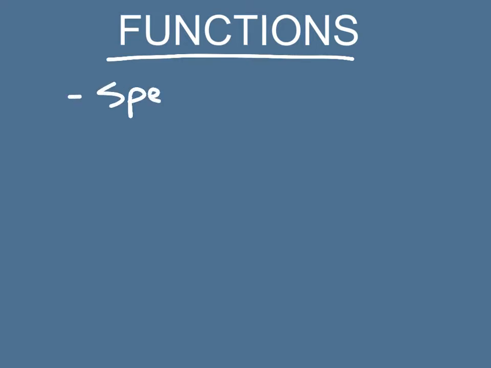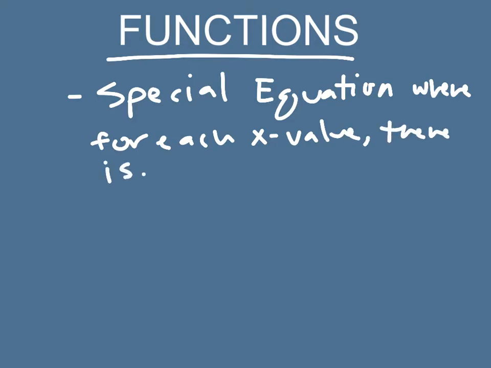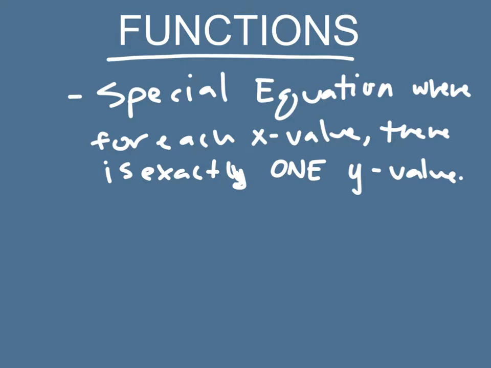This is a special equation where for each x value, there is exactly one y value. And so, you'll often see things like for each individual input, there's exactly one output, all that kind of stuff. It all means the same thing, and this is as simple as I can make it.